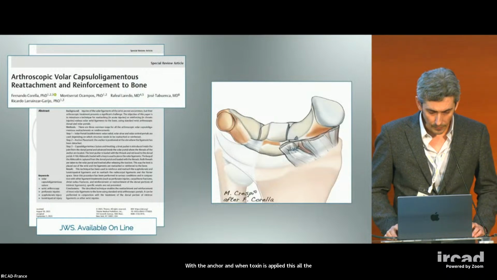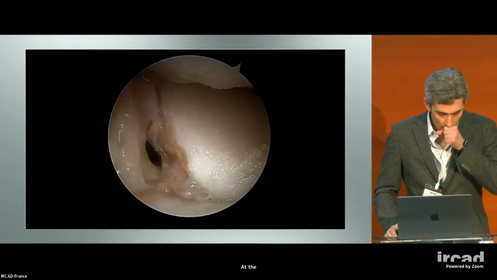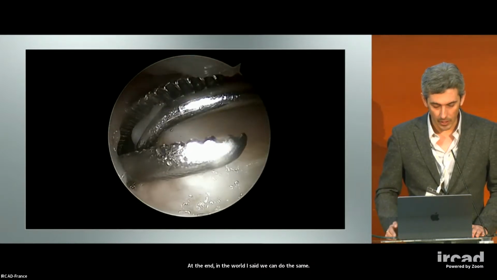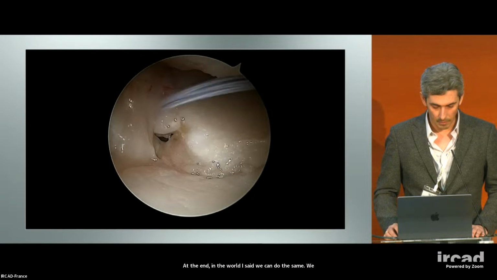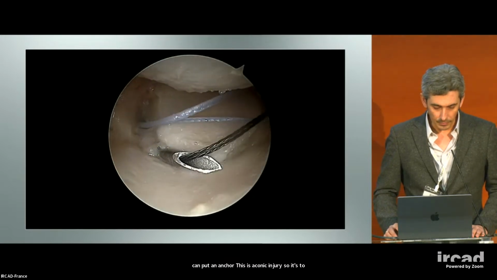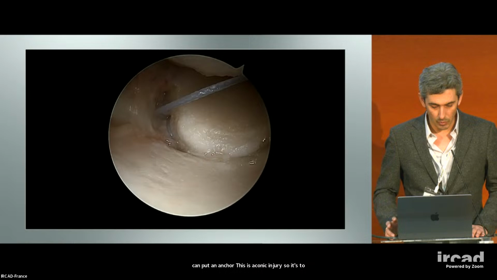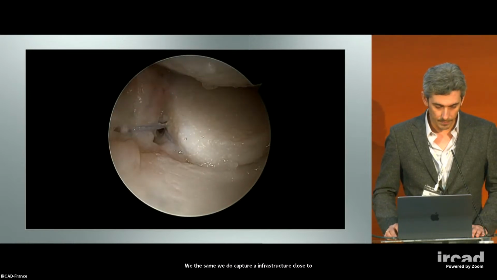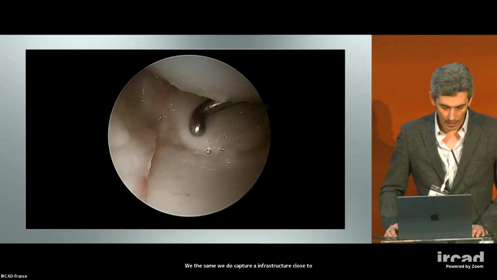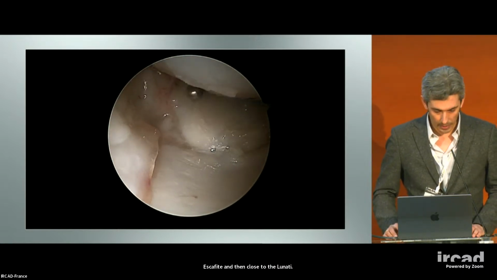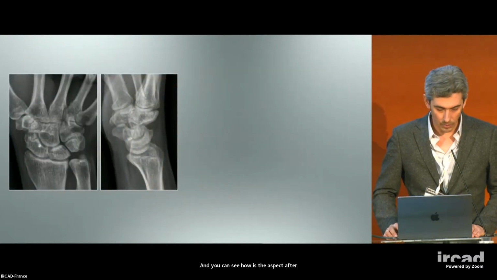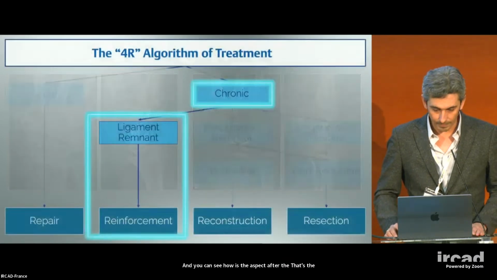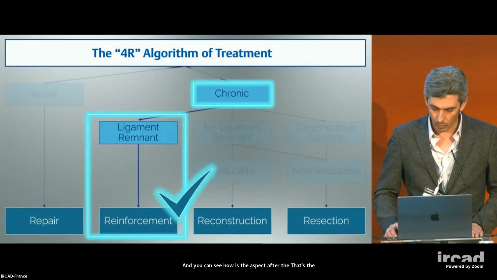But again, in the volar side, we can do the same. We can put an anchor. This is a chronic injury, so it's to reinforce the volar scapholunate complex, and we do the same. We do a capsular suture close to the scaphoid and then close to the lunate. And you can see the aspect after we tie the knot. So you can do that in the volar portion or combine the dorsal and volar portions. And for me, these techniques also work.